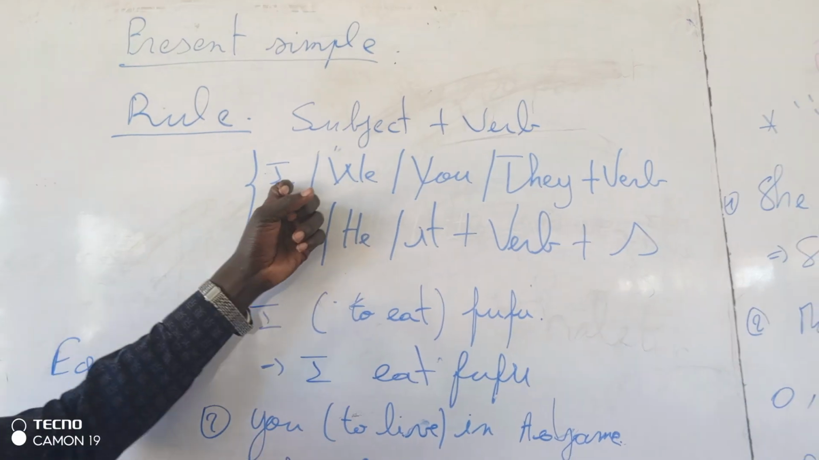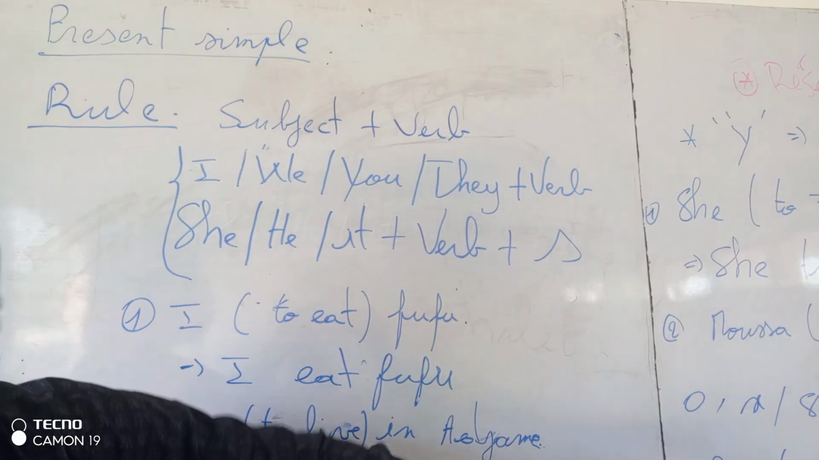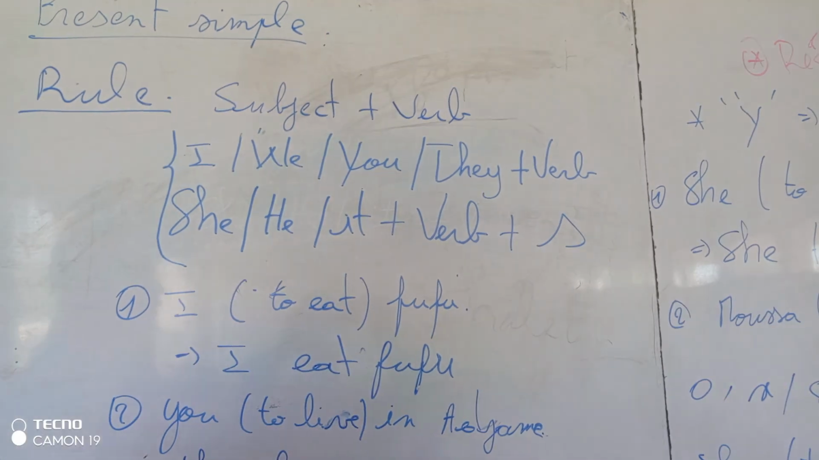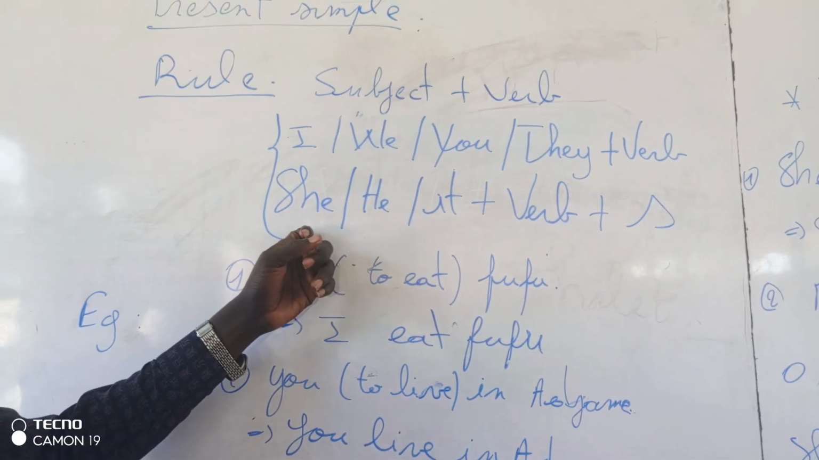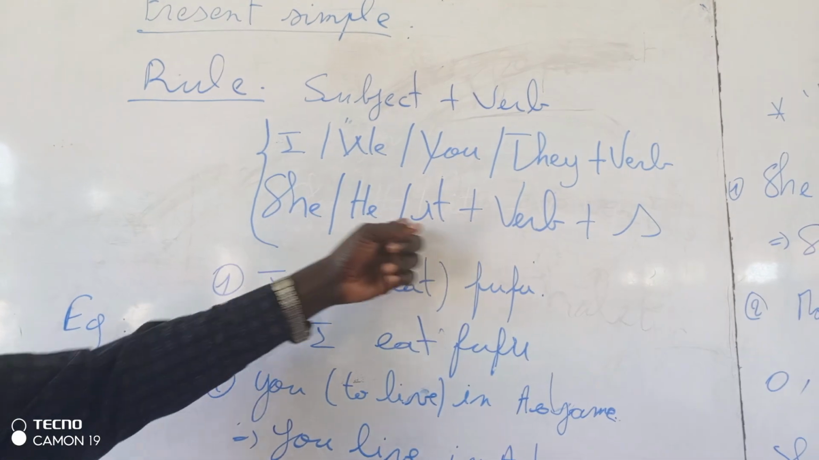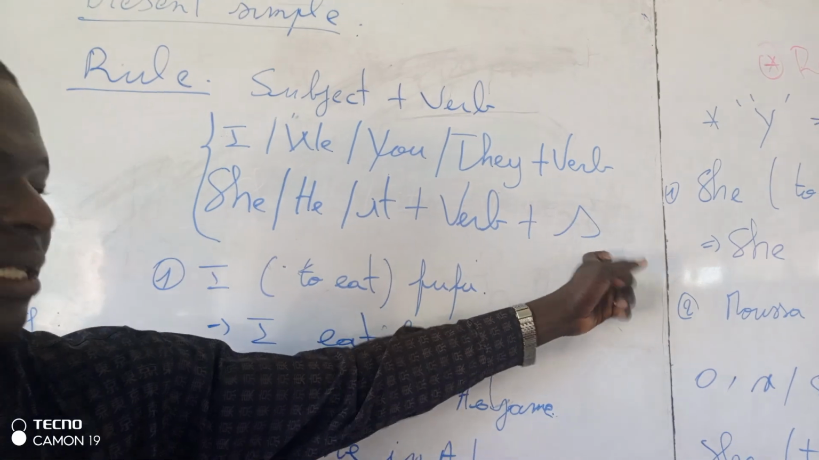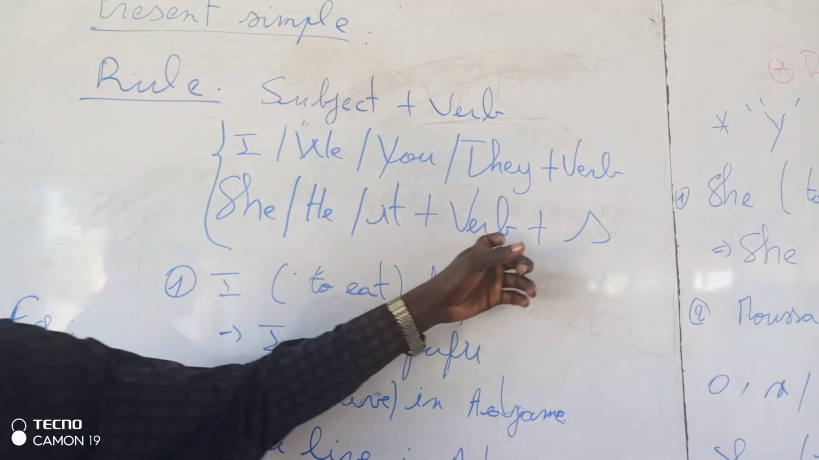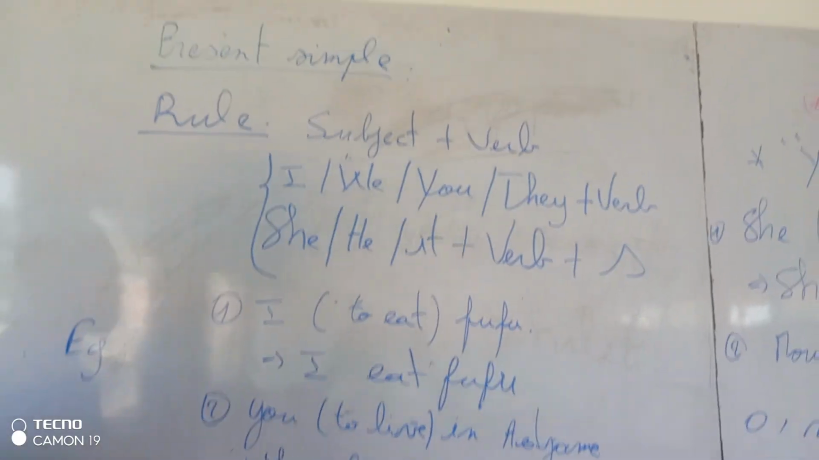When we have the subject I, we, you, they, we only add the verb. Only the verb without the to. Okay, the main verb. But when we have the third person subject, she, he, and it, we add the verb plus the s. We add verb plus s. Do you see? So let's go to the examples in order to understand more.